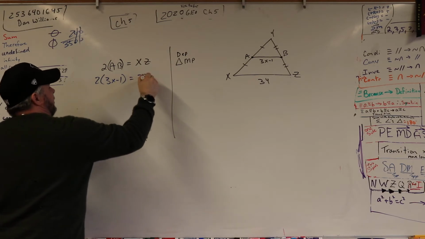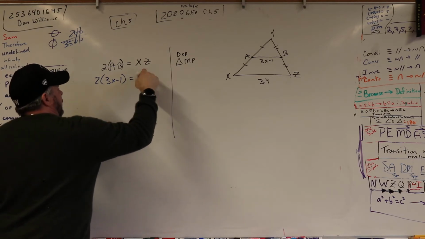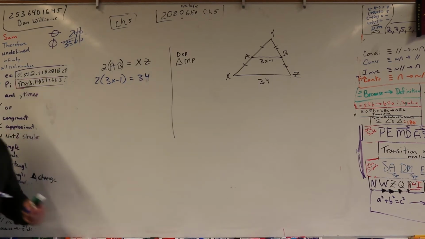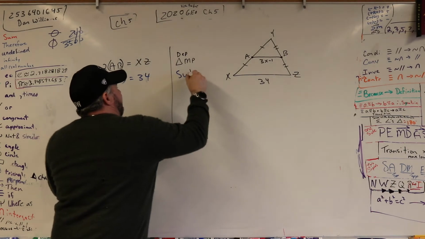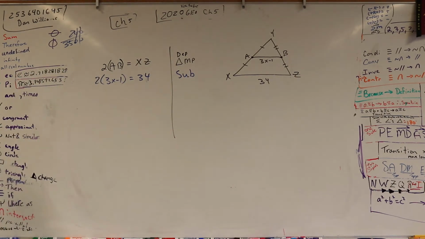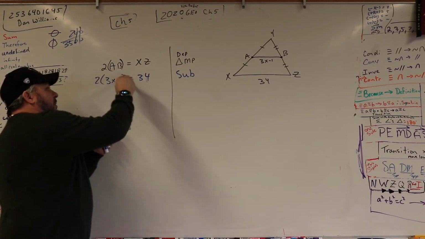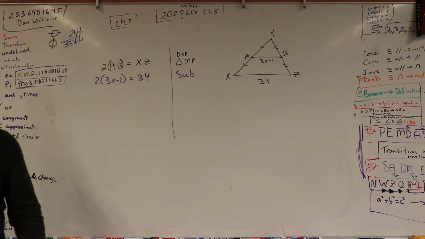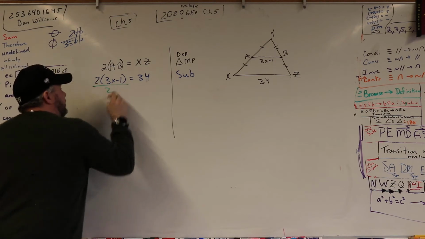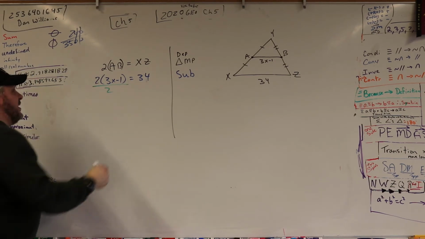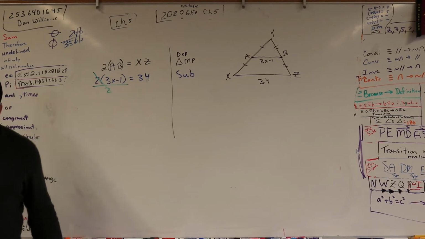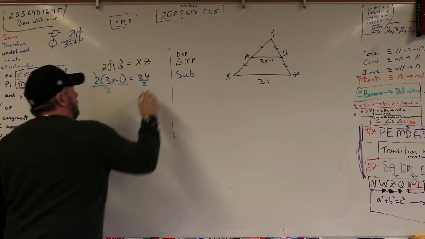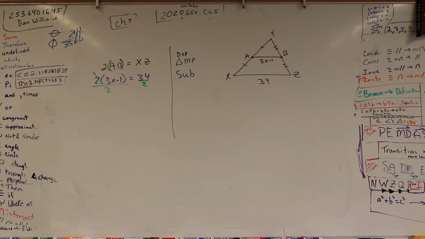XZ, which is 34. Now, we just substituted. Now you can make a choice. You can multiply through, you can use distribution, or you can divide by 2, because that would get this polynomial by itself. But what you do to one side, you do to the other. You see how that works? Makes it a lot easier.